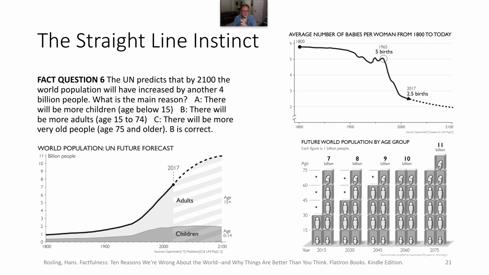Question 6. The UN predicts that by 2100, the world population will have increased by another 4 billion people. What is the main reason? A, there will be more children, B, there will be more adults, or C, there will be more very old people, age 75 or older. And B is correct. As I mentioned before, we're not going to increase children significantly, and older people are going to increase some, but it's going to be mainly adults that are increasing. And here in this chart on the lower right-hand corner, you can see incrementally how they're expecting that to occur over the next, looks like 60 years in 15-year increments, taking us from about 7 billion to about 11 billion.